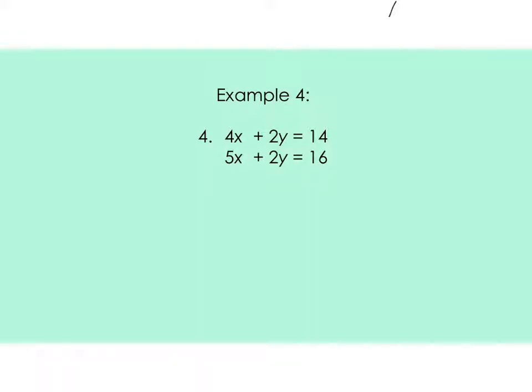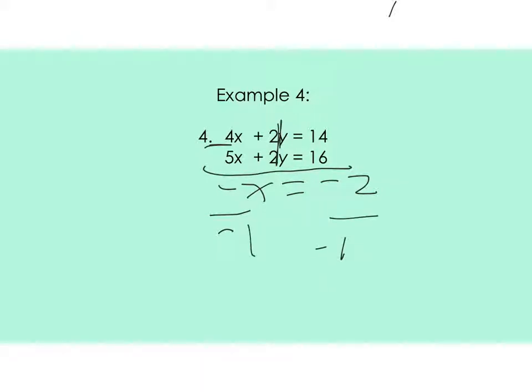So the first thing you gotta do is eliminate, and what else to eliminate but 2y, because they're the same. So we're going to subtract everything here. So that's eliminated, so that's basically out right there. And then we got negative x equals negative 2. Divide by negative 1. Divide by negative 1. And then you got x equals 2.